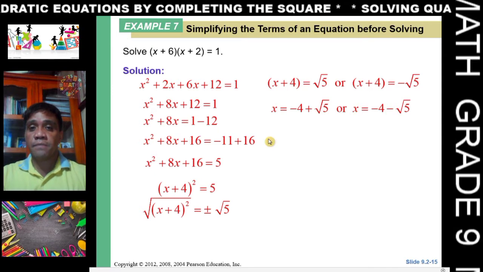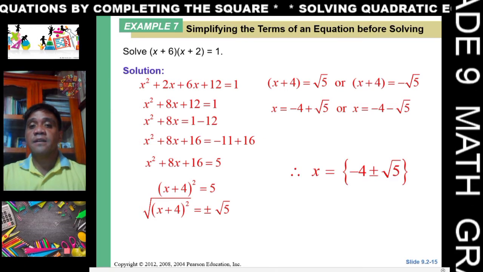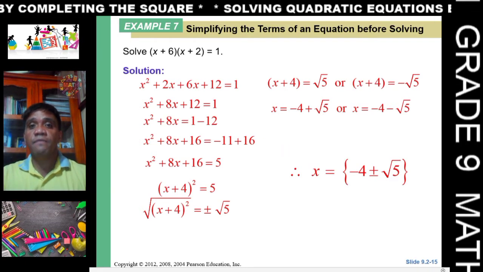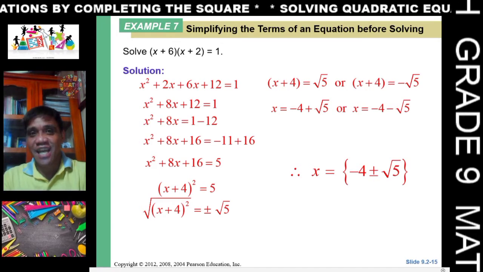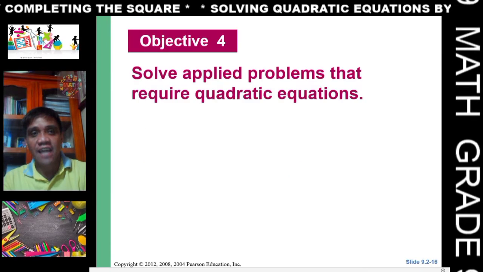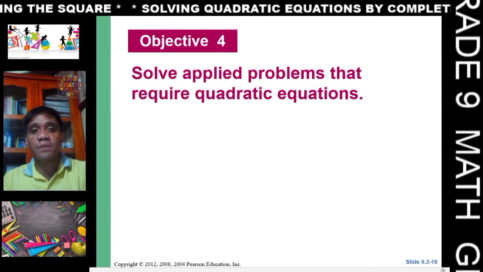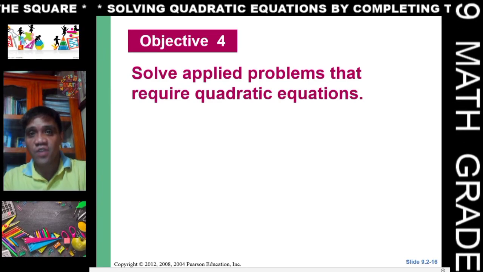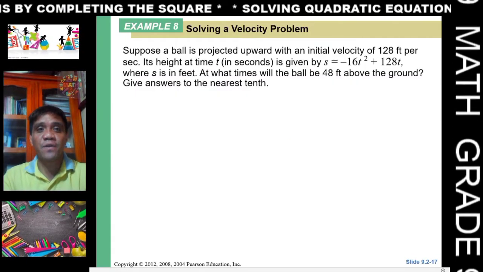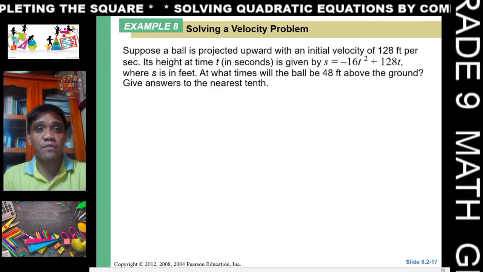So we have now two sets of values of x, and that is negative 4 plus minus square root of 5. So we are now done with our example. Let's proceed to the next slide, and that is objective number 4, which is to solve applied problems that require quadratic equations. Here comes the example of solving a velocity problem relative to objective number 4.